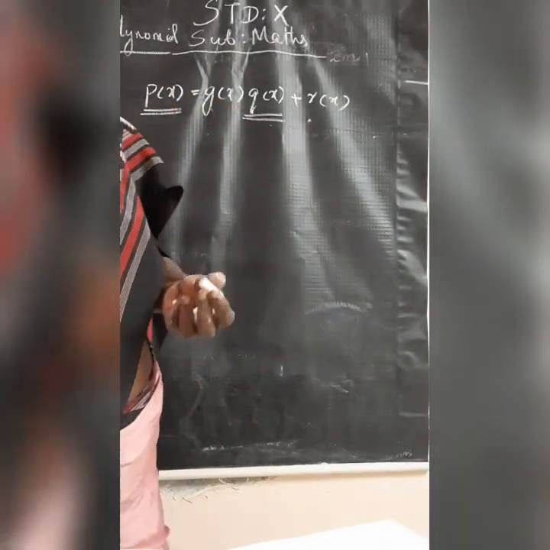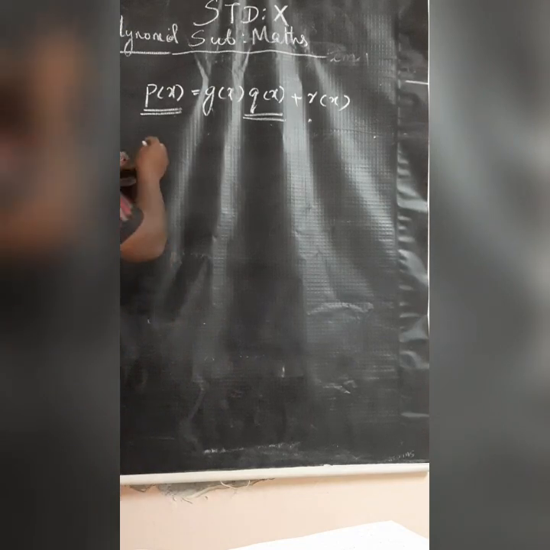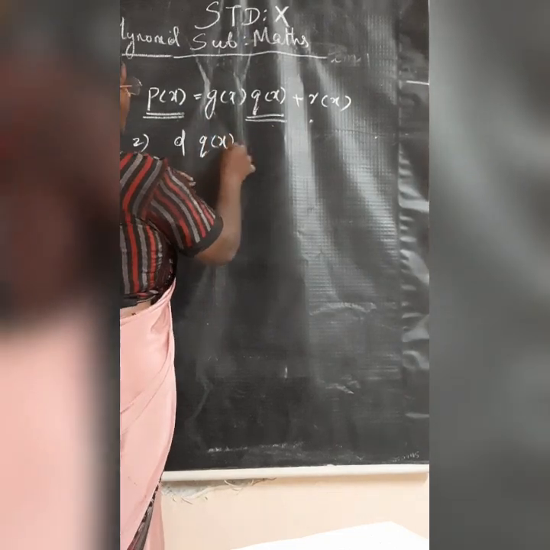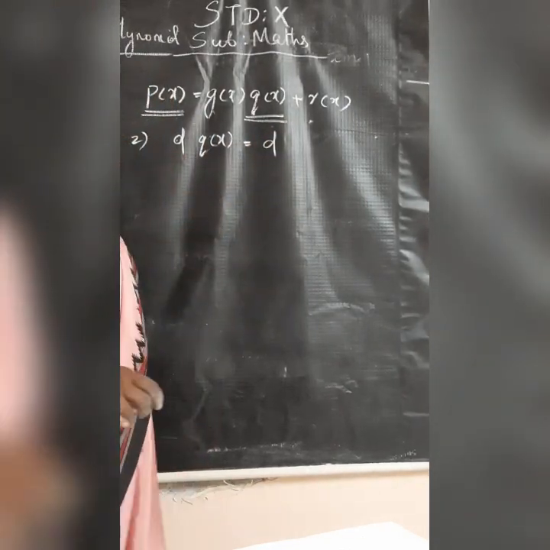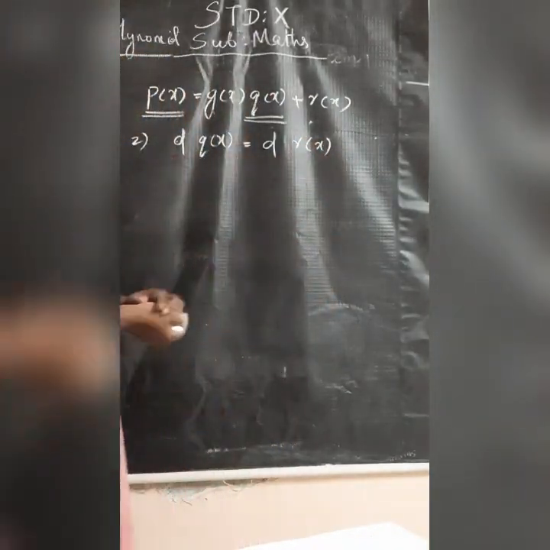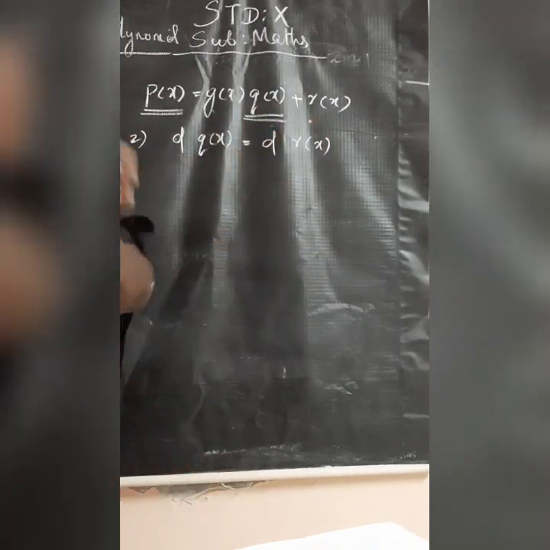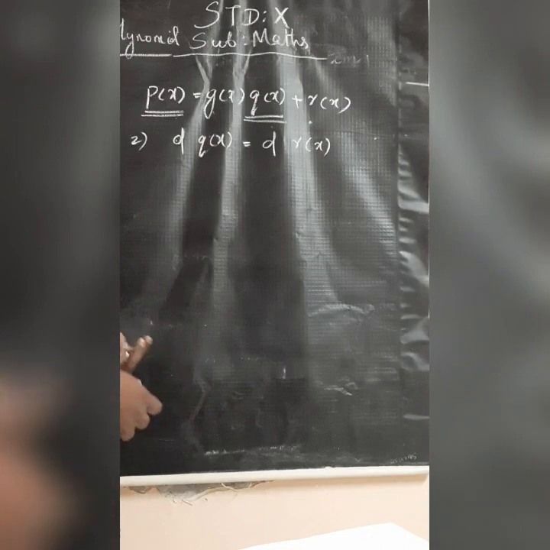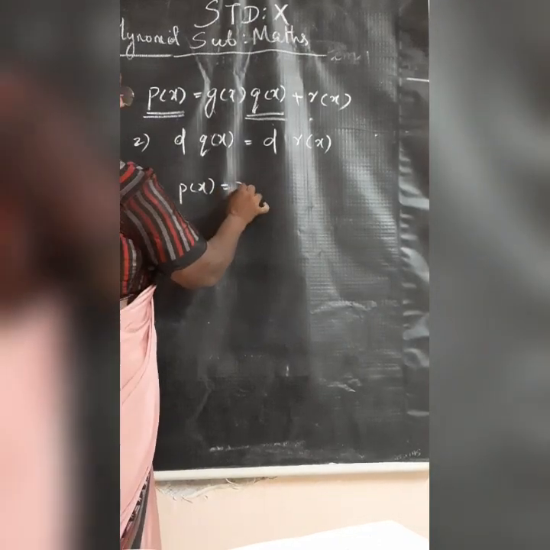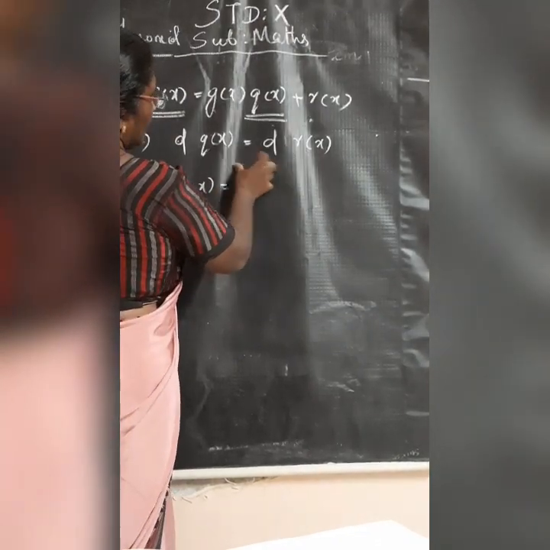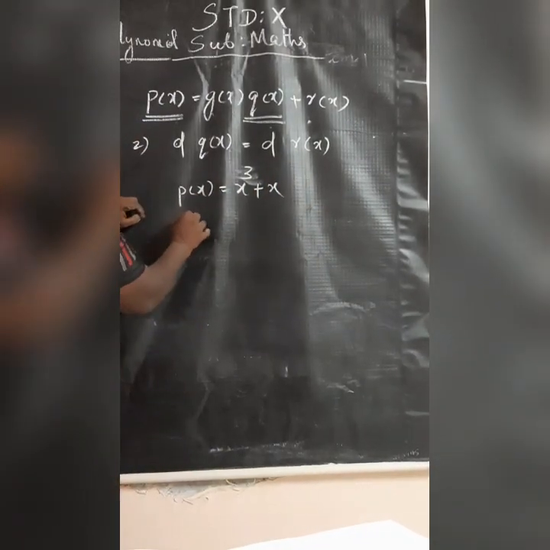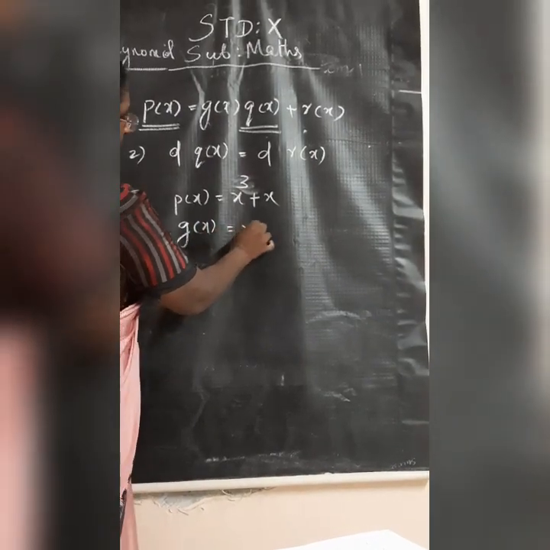Next question, what is given? Degree of q of x is equal to degree of r of x. Second question, degree of q of x is equal to degree of what? Degree of r of x. Degree of q of x and degree of r of x should come the same. So I will give you an example. P of x I am taking as x cube plus x, and g of x I am taking as x square.